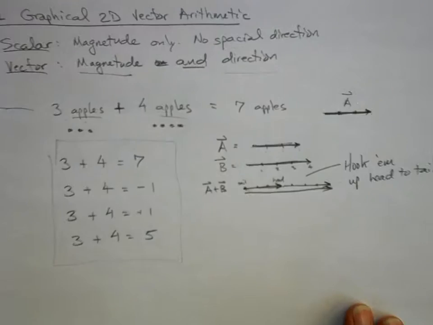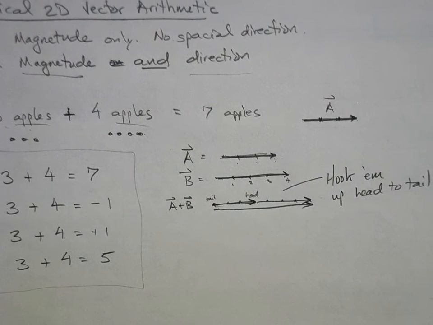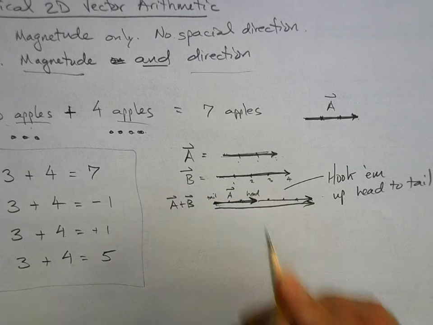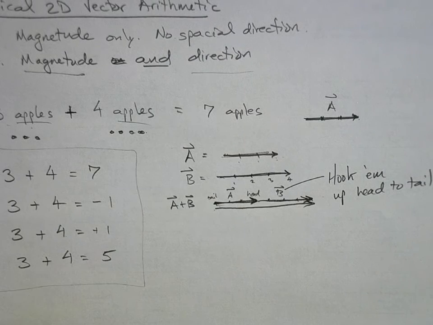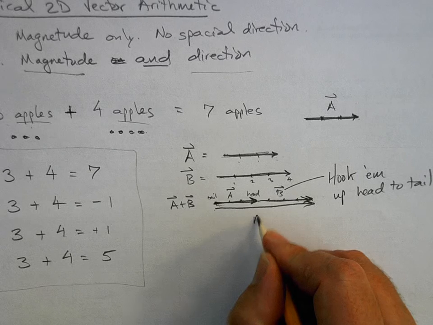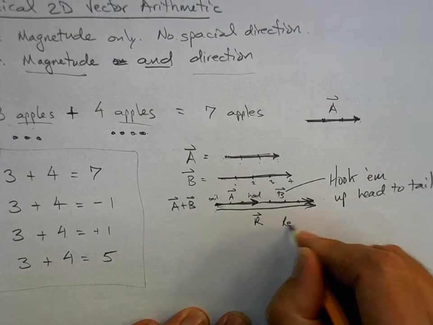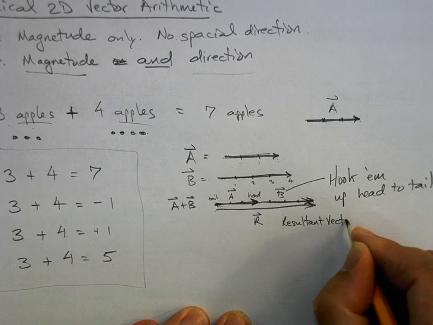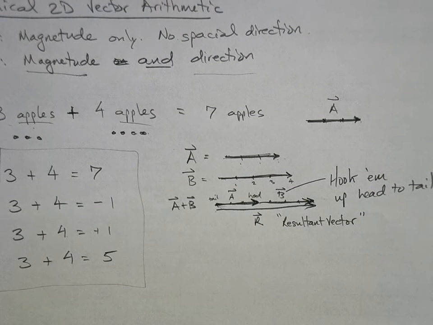Zoom in so you can read it better. Okay, does that make sense? So here's vector A, and then here's vector B. Now the answer, when I add two vectors together, I usually call that vector R. And why? What does R stand for? R stands for resultant vector. It's the result of adding those two vectors together.